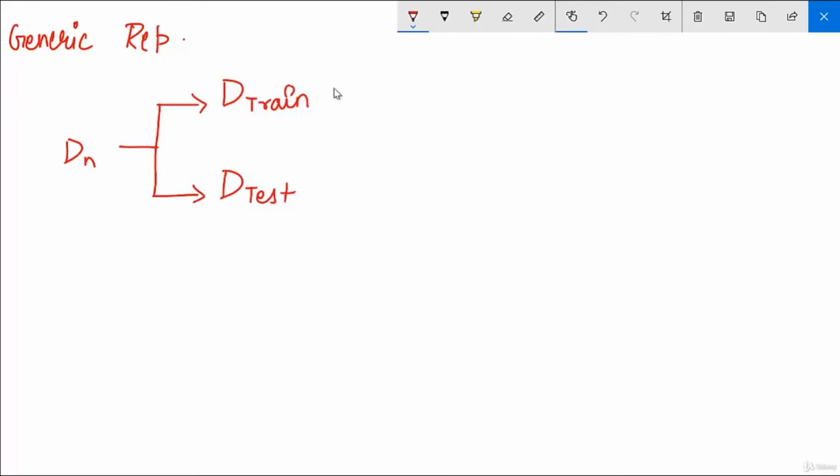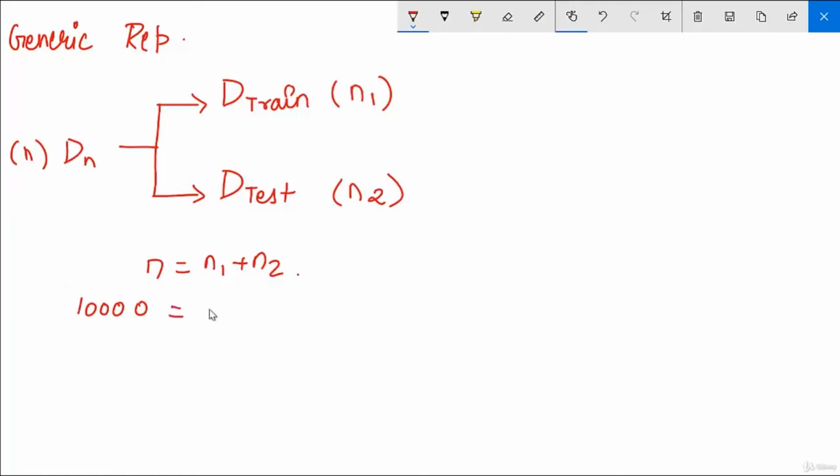So guys, I'll just denote training as N1 and testing as N2. Don't you think N equals N1 plus N2 always? Like this was 10,000 in my previous example, it will be equal to 9,000 plus 1,000, right? So this is my generic equation: N is equal to N1 plus N2 here.